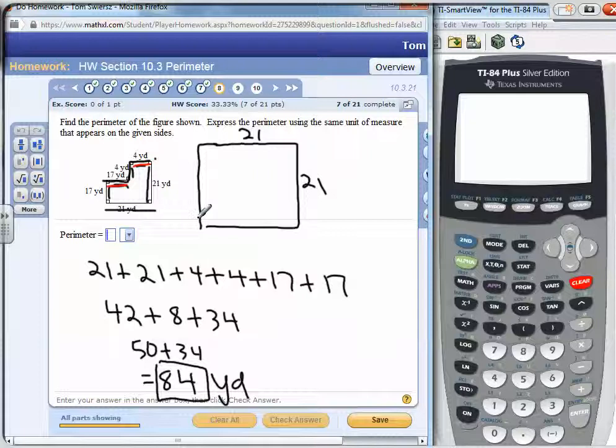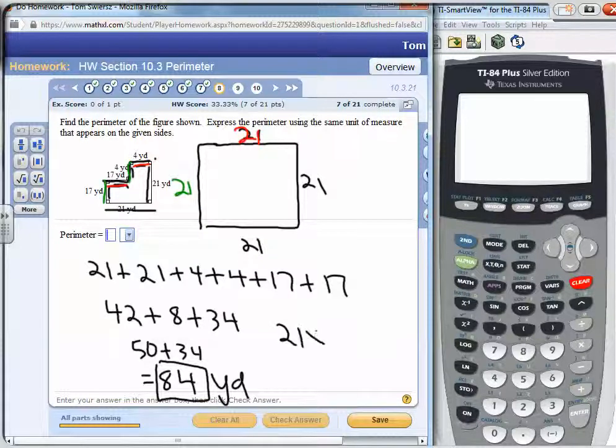4 here and 17 vertically would give us another 21 there, right? Those two red give us a 21 there. So notice, you can just go ahead and say what? All four sides are 21, right?